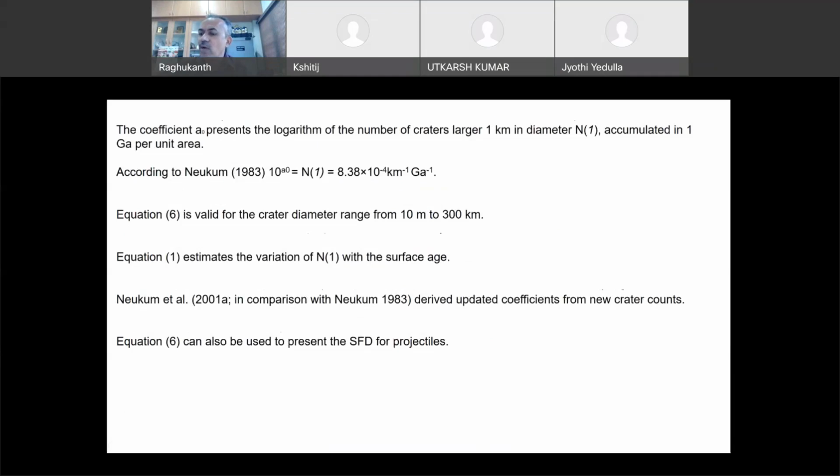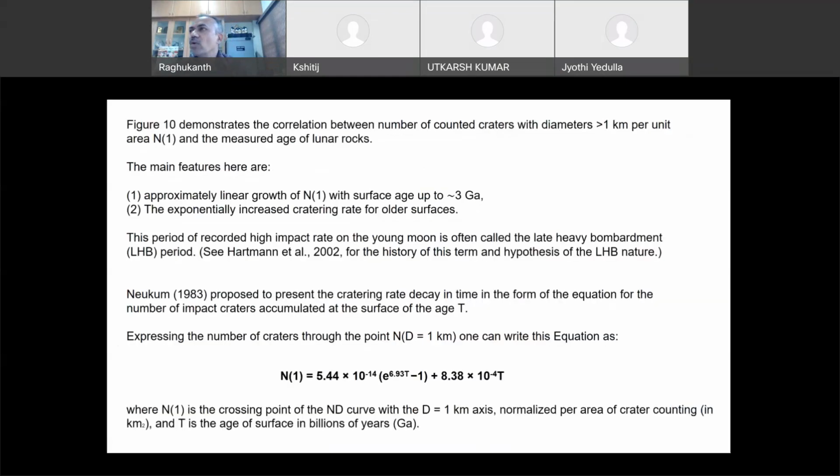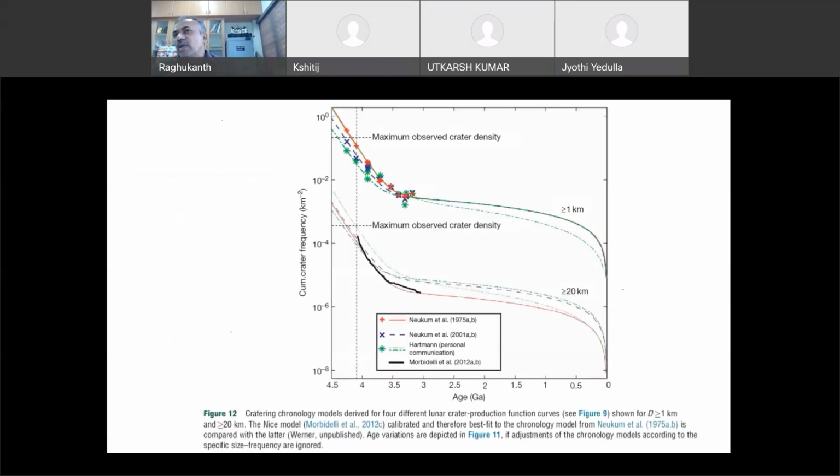Now, what you have to do? As I already told you, your assignment is this: you want to find out a landing site. So let us say on the Moon, you have selected Mare Imbrium or some area. What you have to do? You have to count the number of craters itself. Then once you have counted the number of craters, you have to fit this Neukum's production function or whatever.